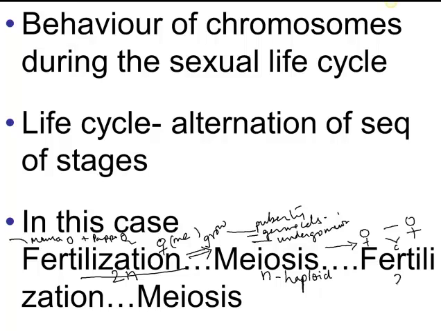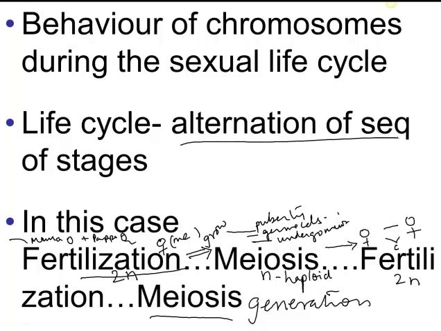Then again 2n. So you sort of alternate between n to 2n to n to 2n, through fertilization and meiosis over generations. This is called alternation of generations.